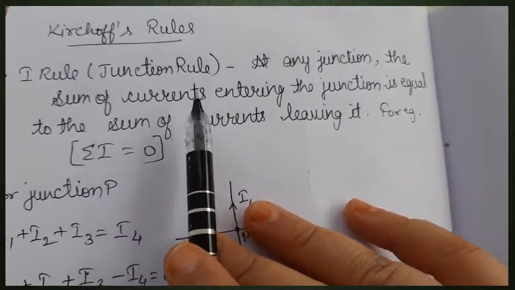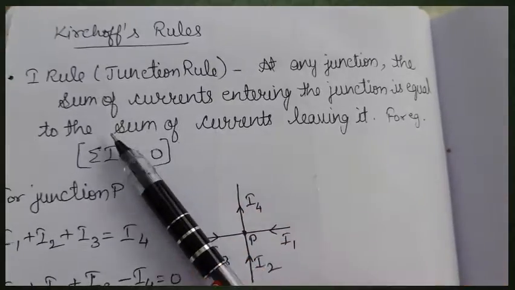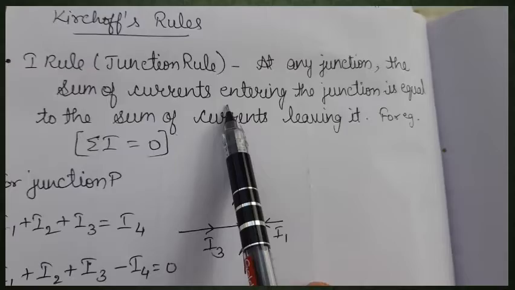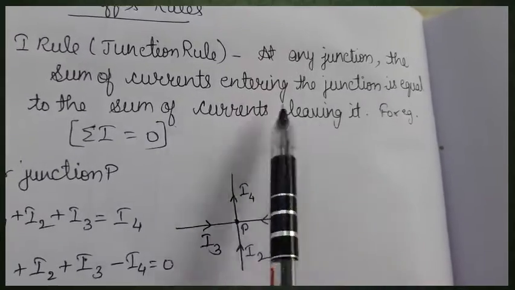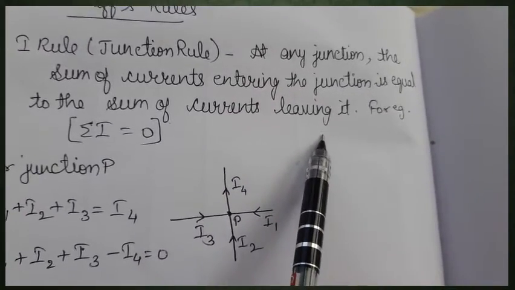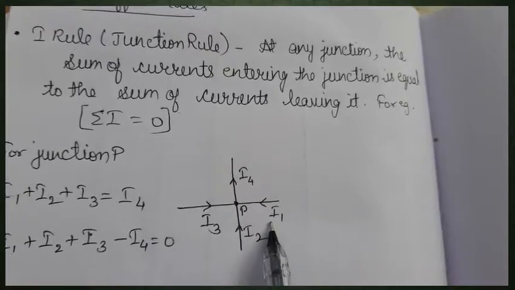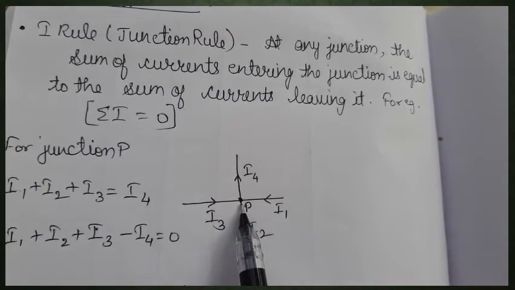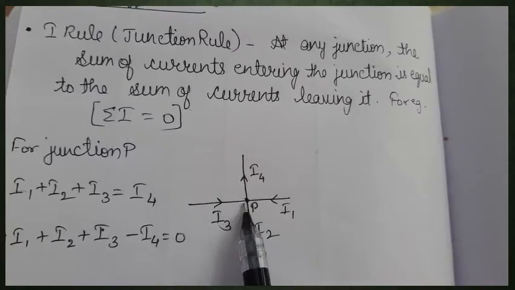It is also known as Kirchhoff's first rule or junction rule. According to this rule, at any junction, the sum of currents entering the junction is equal to the sum of currents leaving it. So suppose in a circuit where there are several branches, we have a junction P. Junction means where several branches meet.